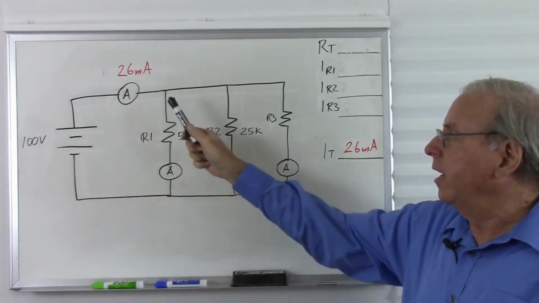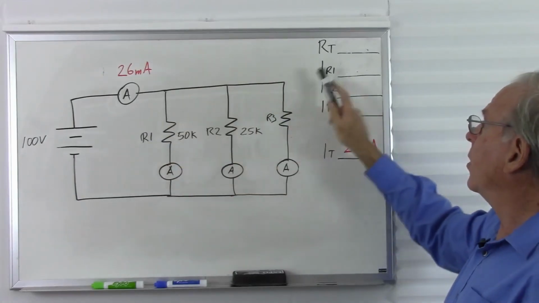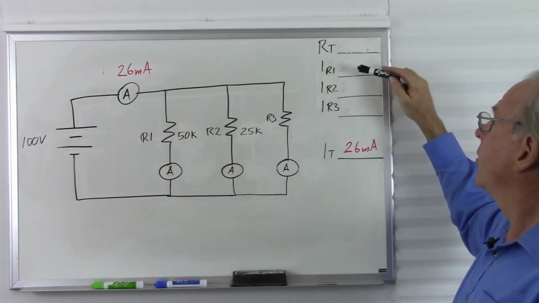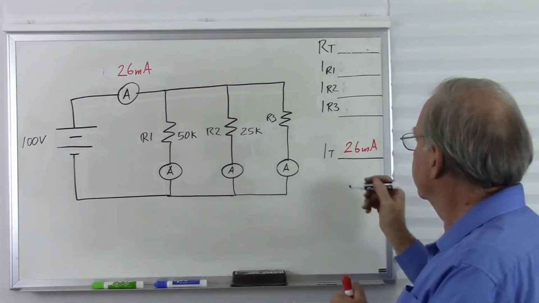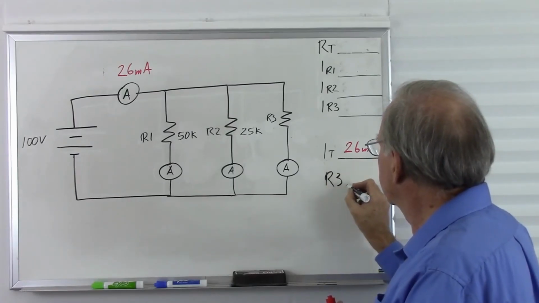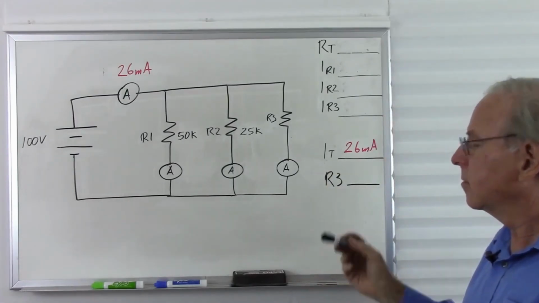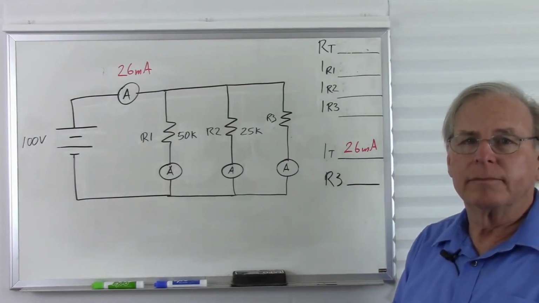In this problem, we know the total current and we know the voltage, but we want to know the total resistance, the current through the 3 resistors, and in this case, the value of R3. Pause the video and solve the problem.